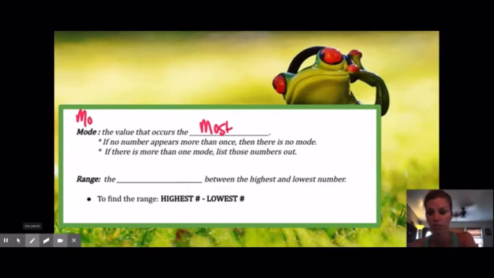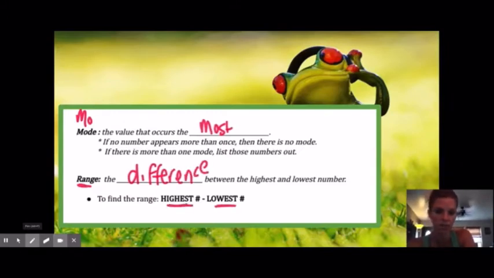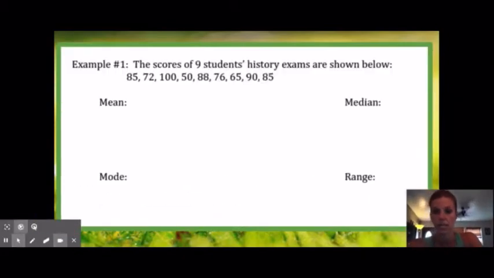The range, like we talked about yesterday, is the difference between the highest and lowest numbers. So you literally just subtract the smallest number given from the biggest number given. Nice and easy. So let's practice.